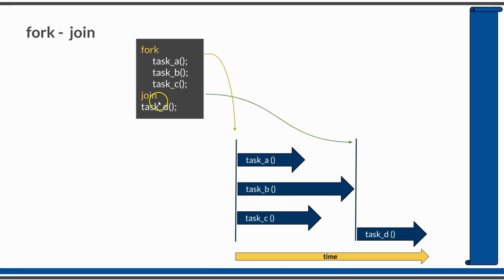And the next statement, which is task D, will be launched or started only after this point in time. So only after completing all the child tasks or child processes that are launched by the fork.